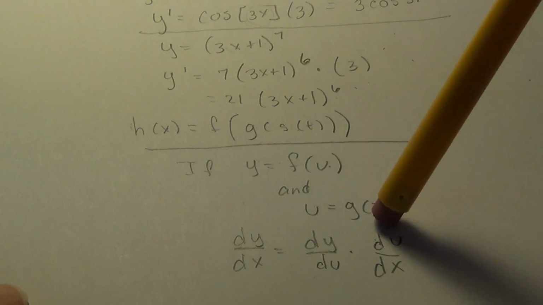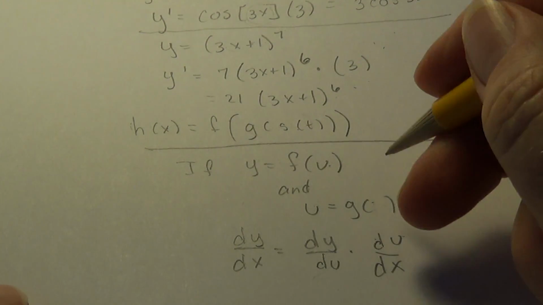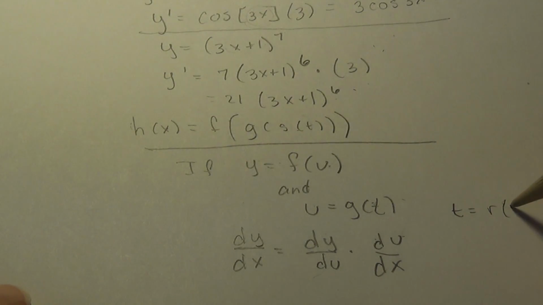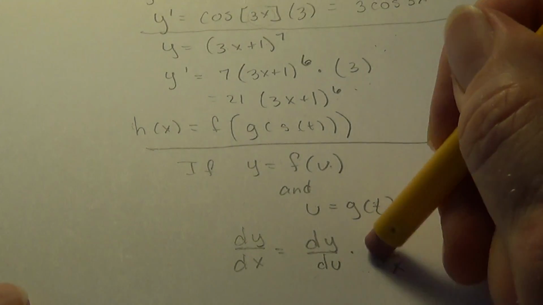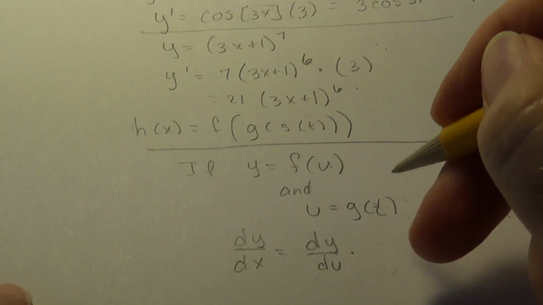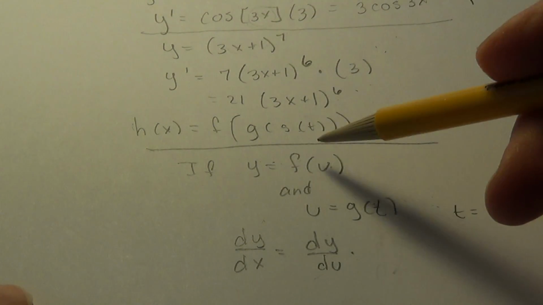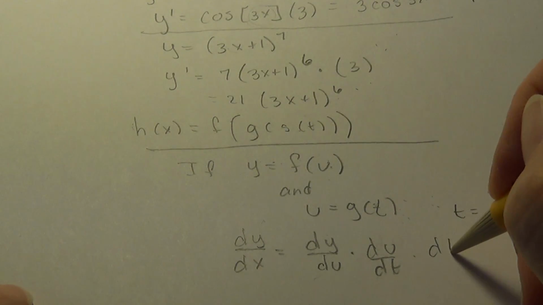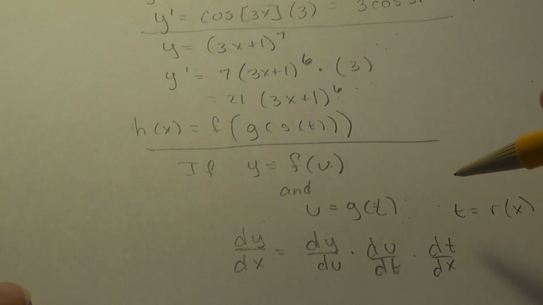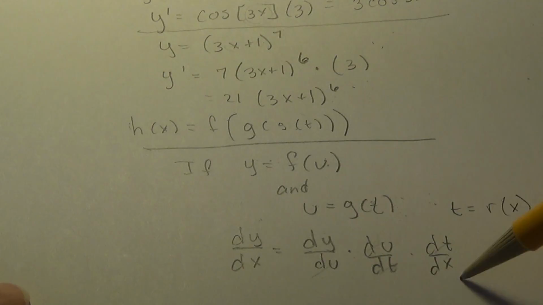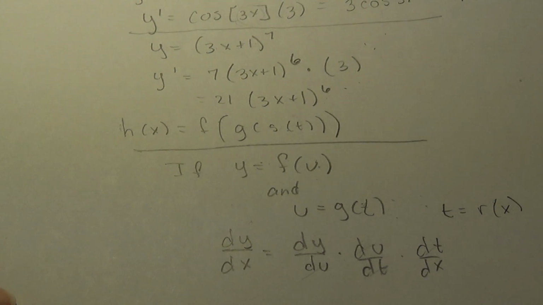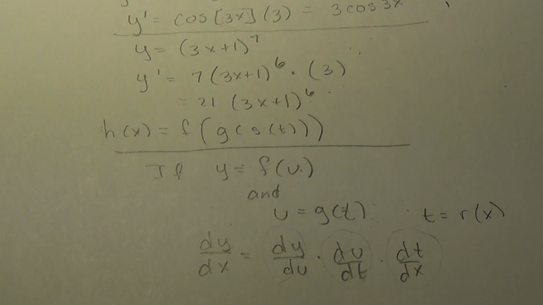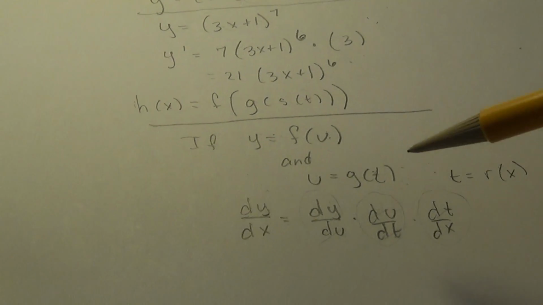But what if we have embedded in this function, instead of x, we have something else, like t. And then t equals, I don't know, r of x. Then we add another chain to the link, because here we would have dy/dx equals dy/du times du/dt times dt/dx. And you can see, if you were thinking about these as algebraic quantities, they would cross out and give us dy/dx. But the rule tells me that I will find the derivative of the outer times the derivative of the inner times the derivative of the inner. So that's just another notation that's often seen, and it's all done exactly the same way.